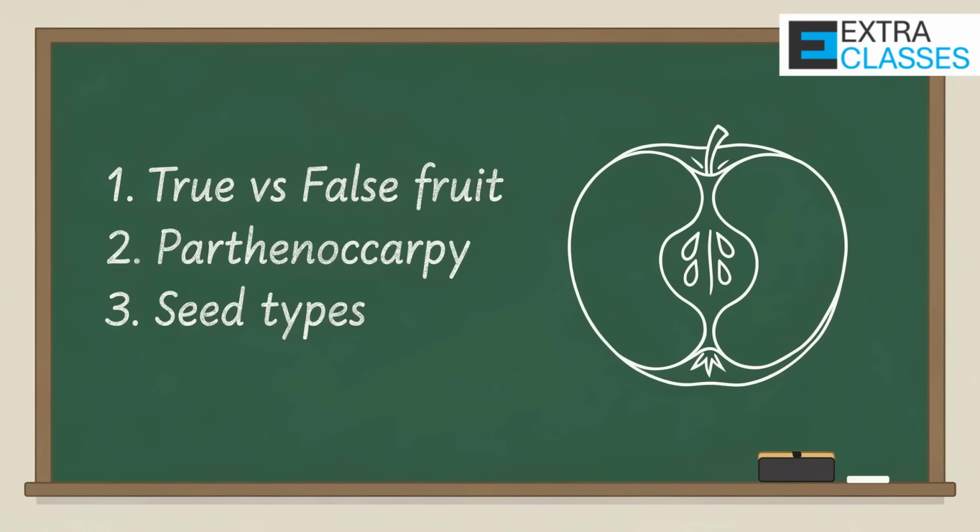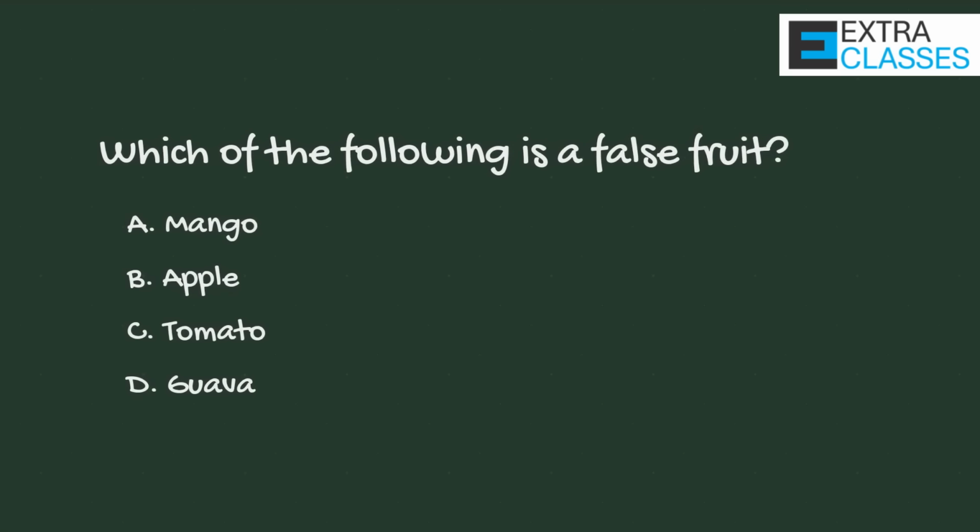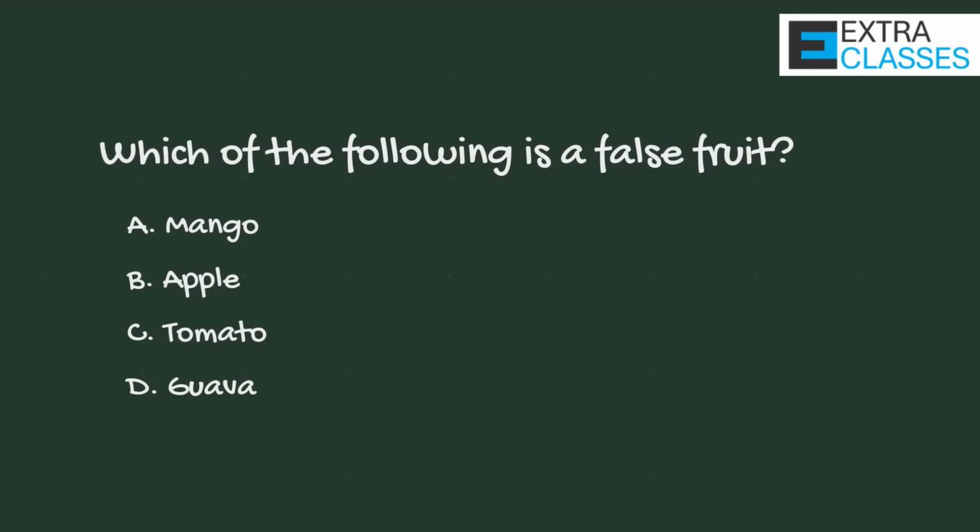This is a very direct section. Here you should focus on 1. True versus false fruit, 2. Parthenocarpy, 3. Basic seed types. One NCERT line is one potential NEET question.